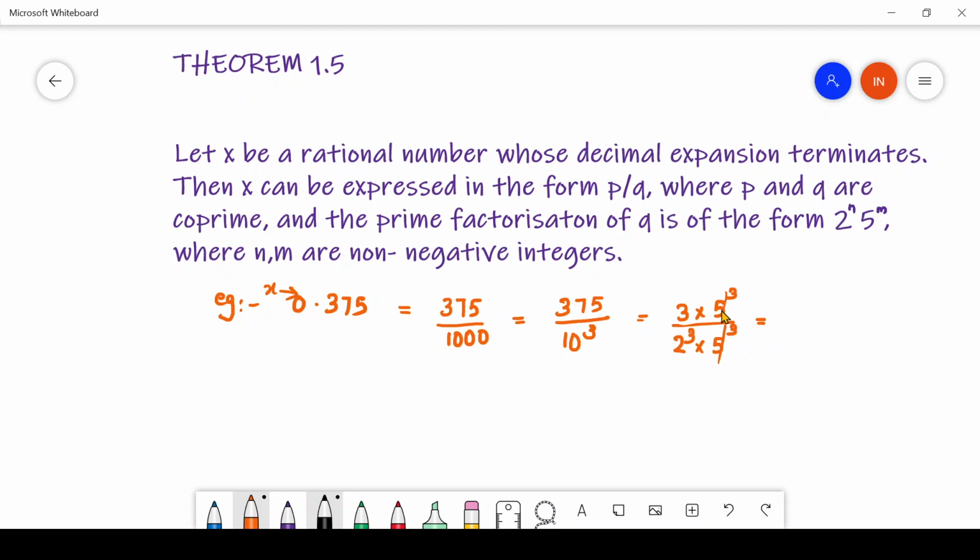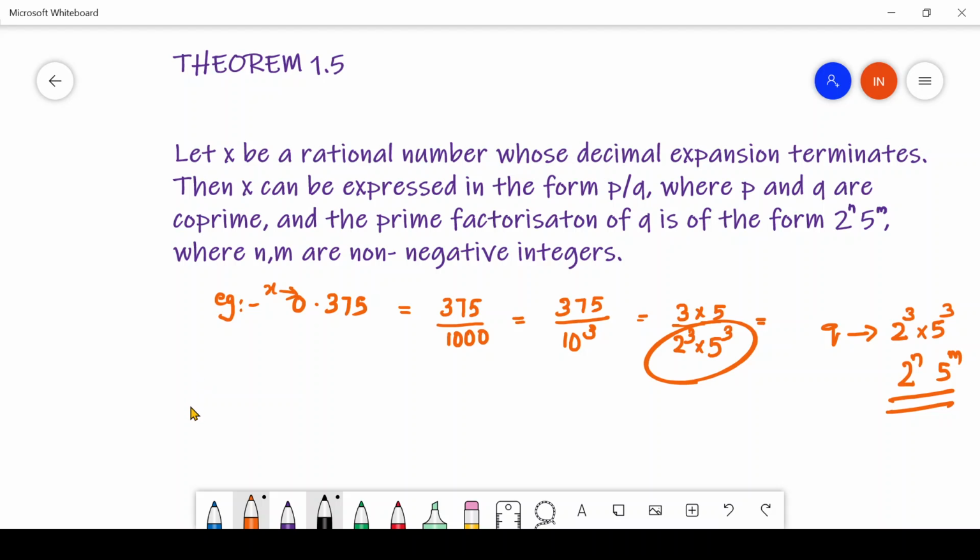Before this 3 by 2 cube, you can see what the denominator format is. The denominator format is 2 raised to n, 5 raised to m, right? And the prime factorization of q is of the form 2 raised to n, 5 raised to m, where m and n are non-negative integers. So you got q as 2 raised to 3 and 5 raised to 3. This is of the form 2 raised to n and 5 raised to m. Is that clear? That is what the first theorem says.